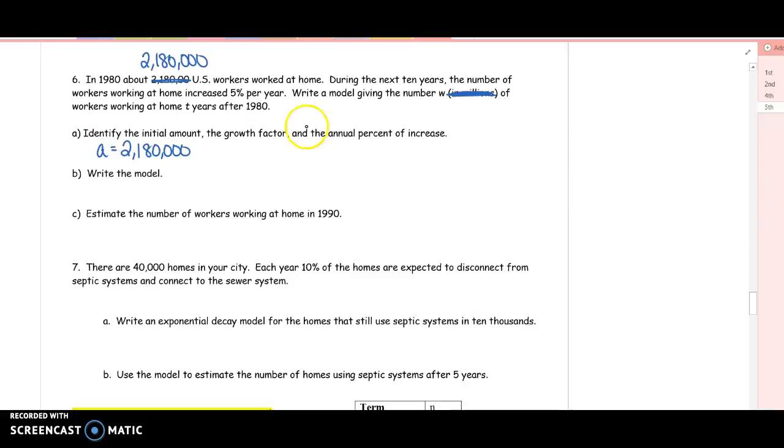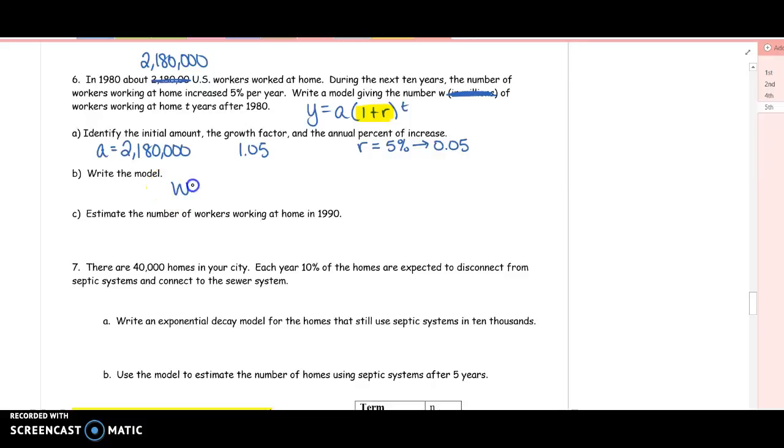Skip over growth factor, the annual percent increase. What is the percent here? 5%. How do we change 5% to a decimal? 0.05. Make sure you move the decimal 2 places to the left, or do 5 divided by 100 to tell you what the decimal is. The growth factor, when you look at the growth model, is all of the stuff in the parentheses, 1 plus R. So what is 1 plus 0.05? 1.05.